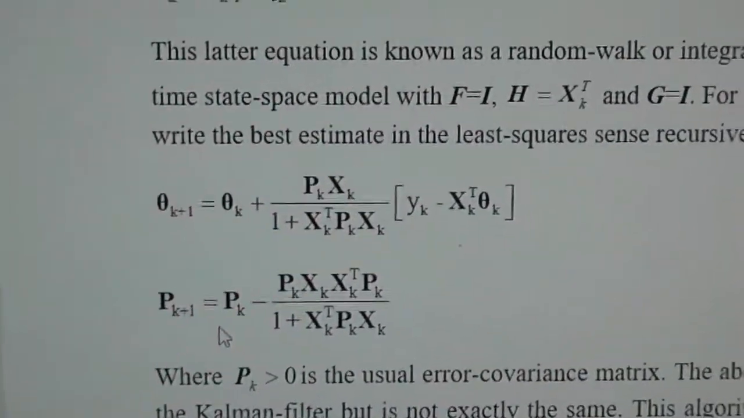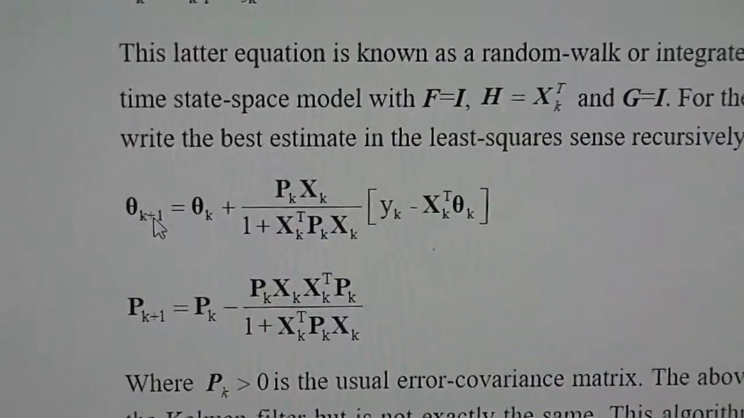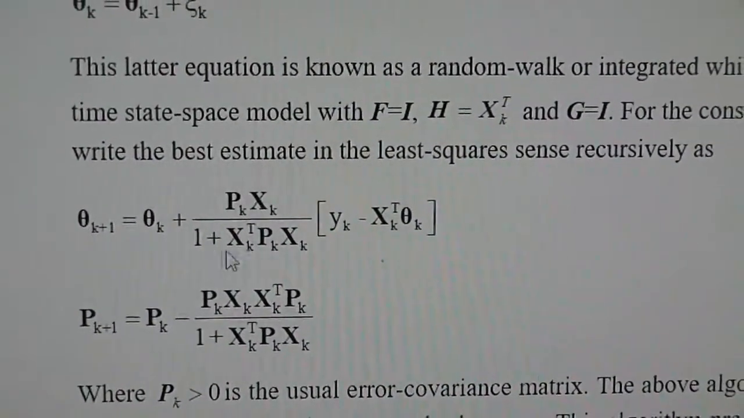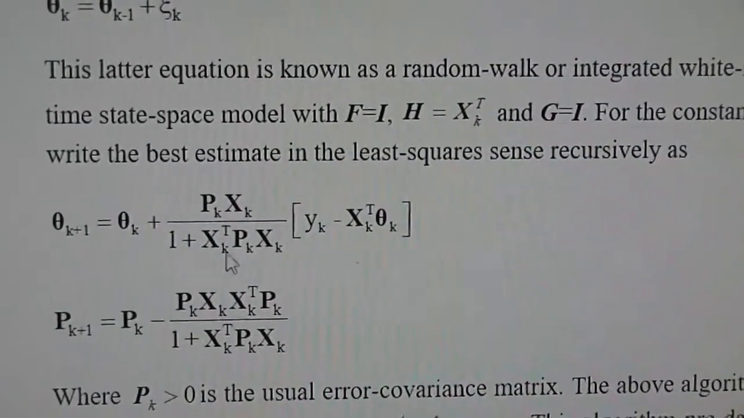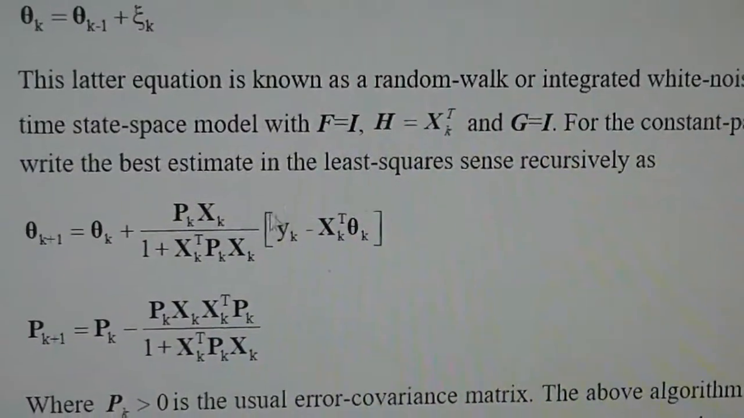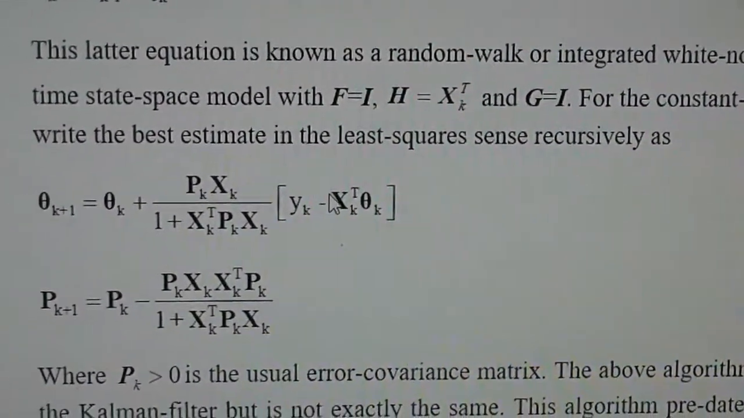This is the algorithm. You just update the parameter vector. Theta k plus 1 is theta k plus a term that is like a Kalman gain vector, Px over 1 plus x transpose Px, multiplied by the error. In fact, recursive least squares is a feedback system that's time varying in itself, which is quite interesting.